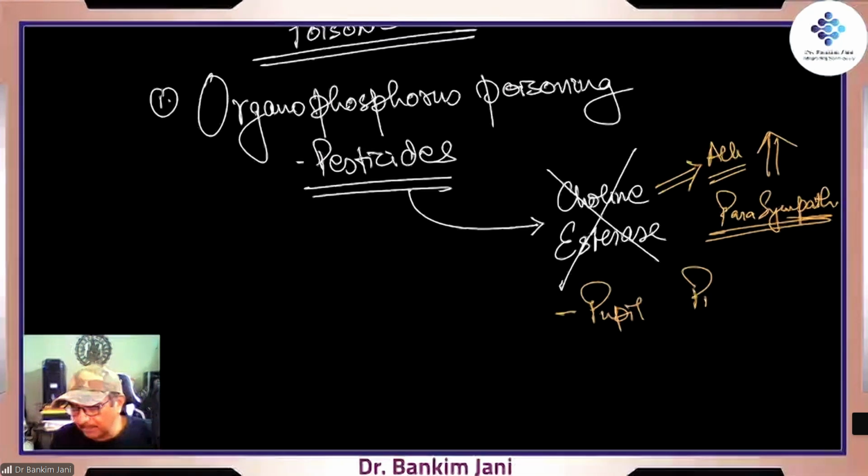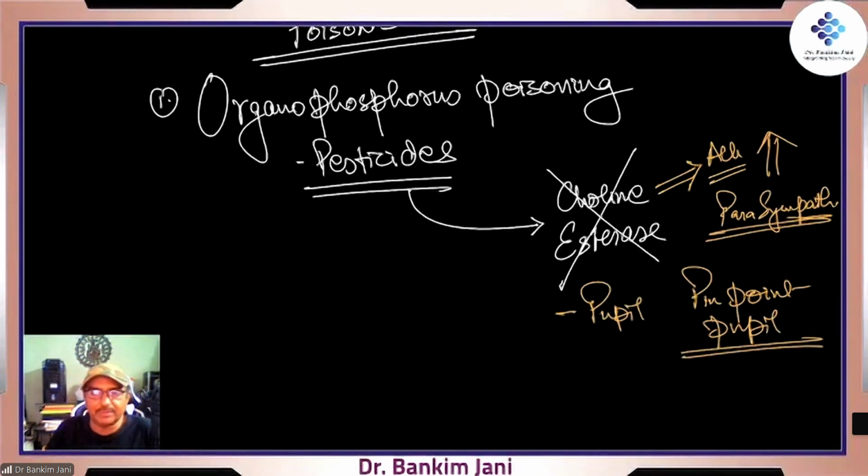This is the superb diagnosis. Pinpoint pupil. So easy to understand. Right? So whenever you think someone has got this organophosphorus poisoning, the first thing you just watch is the pupil. The pupil would be pinpoint, small, shrunken pupil.